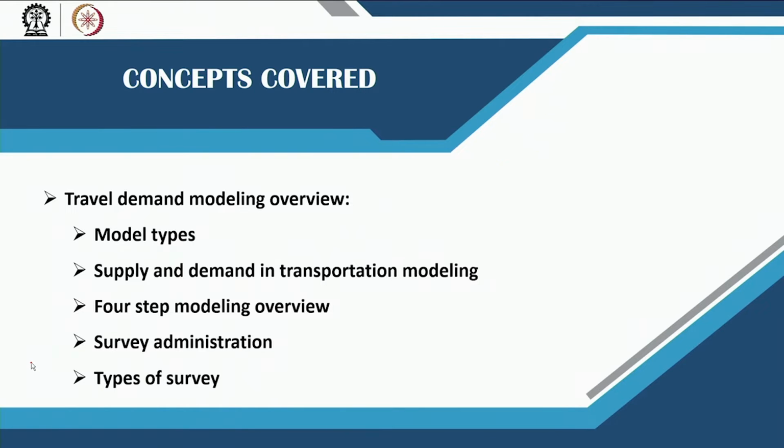In the demand modeling overview, we will show you the different types of models that are used. We will tell you the importance of supply and demand in transportation modeling, and take you through the most popular model, which is called the 4-step model, which is used in determining the demand, and finally understanding how many lanes, for example, to build in your transportation network. And we will let you know how to go about conducting surveys, which will give you the data that is needed to develop these models.